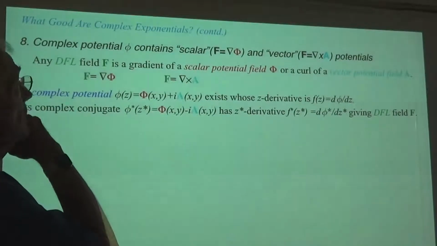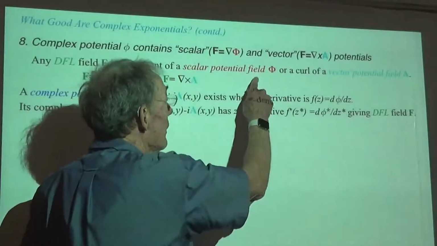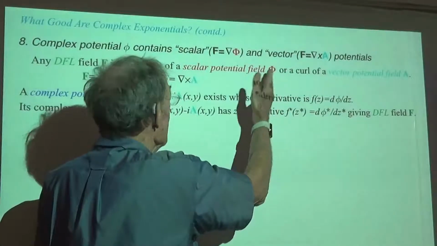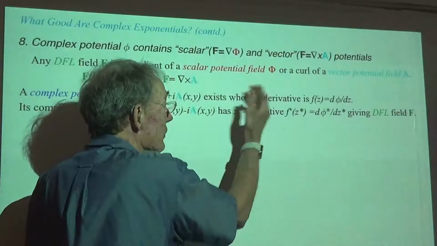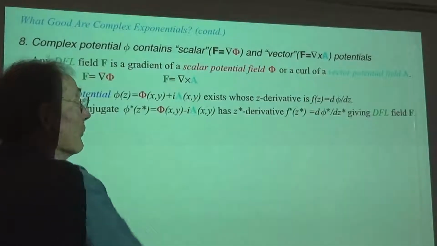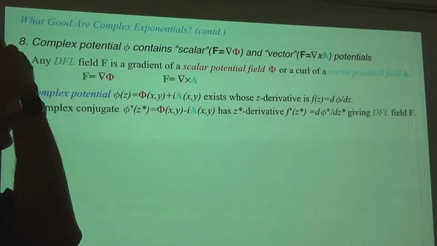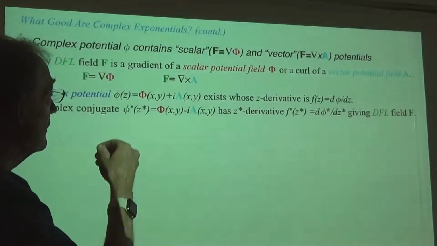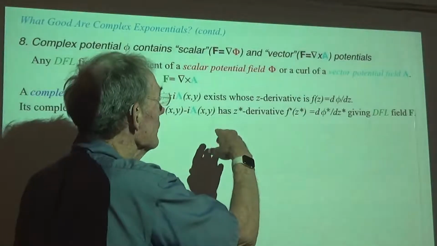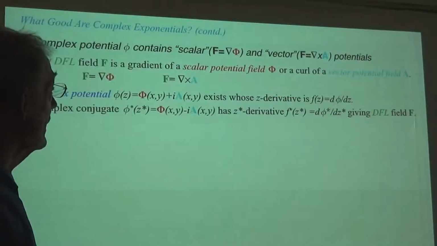So, any divergence-free laminar field is the gradient of a scalar potential, and you could just stop right there and tell the whole story with that, but it's also the curl of a vector potential. It's both. This field is both. That's cool. It's a twofer. You get two for the price of one. This is the complex potential you're going to get, and you basically just have to integrate it in order to get that.